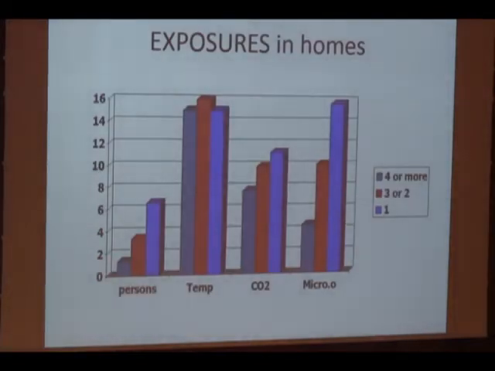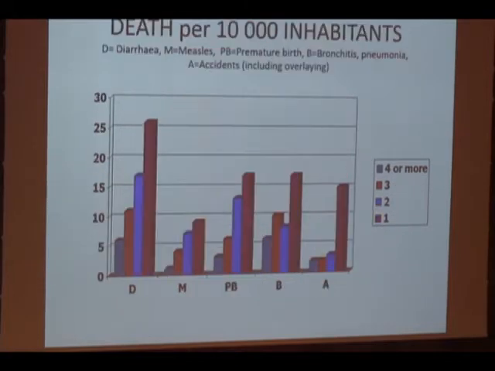And they looked, I mean, this is the data, we don't go into details here, but you see that if you were living in a home with just one room, the mean number of persons in that home was six. There were six persons in one room. And you see the carbon dioxide, microorganisms, etc. And we have the deaths. They died from diarrhea, measles, bronchitis, etc.